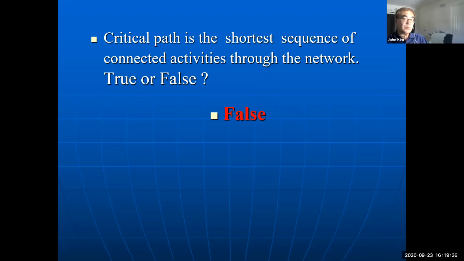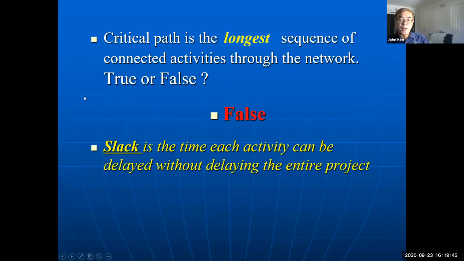So quiz number 1 has question types like this, true or false. And slack is the time each activity can be delayed without delaying the entire project. So slack is late start time minus early start time, or late finish time minus early finish time.